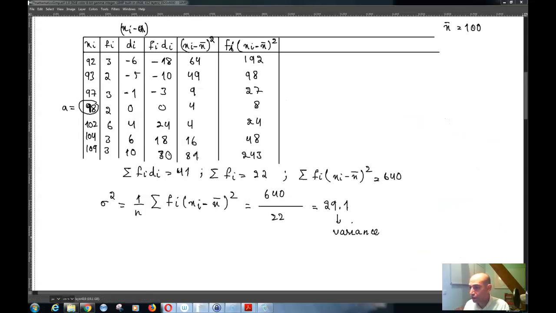Let me check the answer here. Number 5, 29.09. Number 6 is find the mean and standard deviation using the shortcut method. Okay, so I'm going to end this video here, and then in the next video we will do basically all the exercises starting with 6 and see where we can get. I'll see you in the next video.